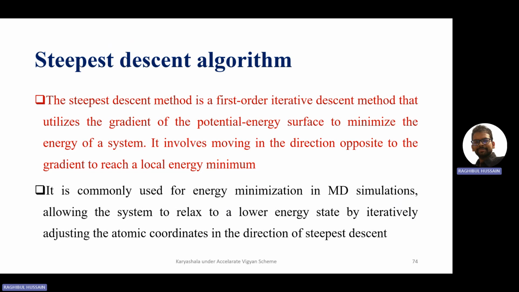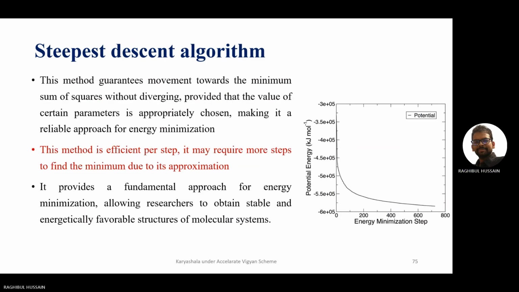It is commonly used in energy minimization for any kind of MD simulation, allowing the system to relax to a lower energy state by iteratively adjusting the atomic coordinates. Further, this method guarantees movement towards a minimum sum of squares without any divergence, provided that the value of certain parameters is appropriately chosen, making it a reliable approach for energy minimization. This method is efficient per step, but it may require more steps to find the minimum due to its approximation.